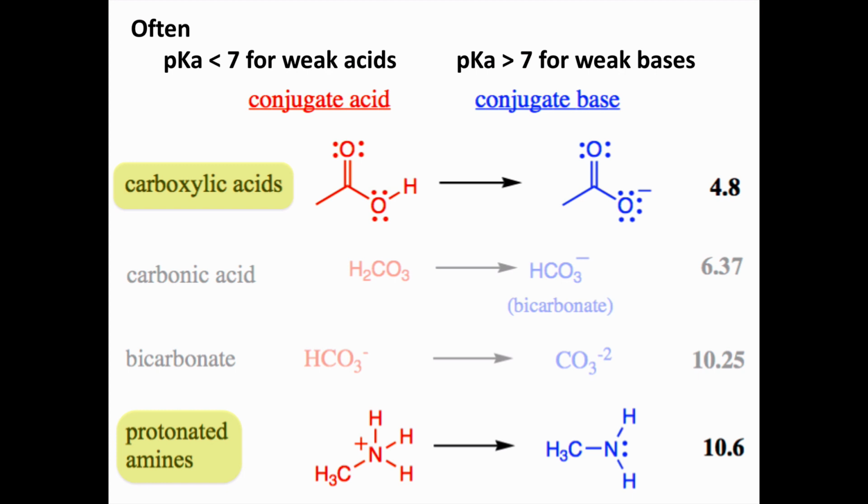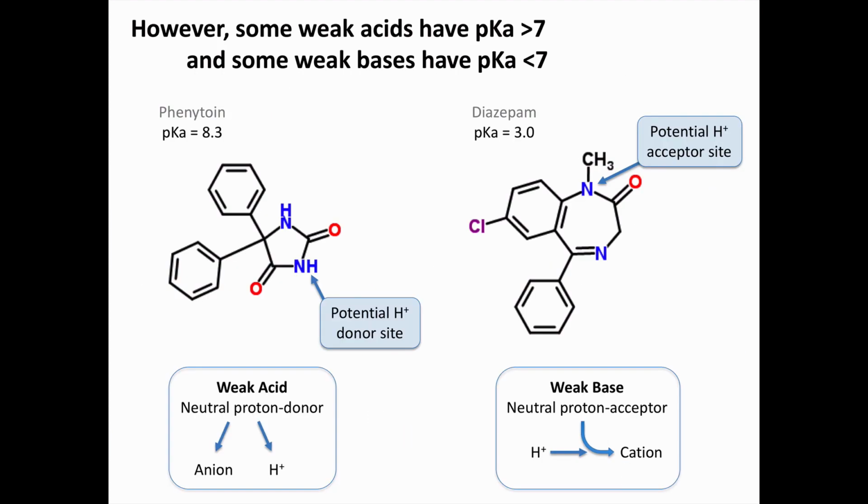The pKa of weak bases will generally be greater than 7. Most protonated amines, the conjugate form of a weak nitrogenous base, have pKa values around 9 to 10. It is possible, though, and not that uncommon, to have weak acids with pKa's greater than 7 and weak bases with pKa's less than 7.